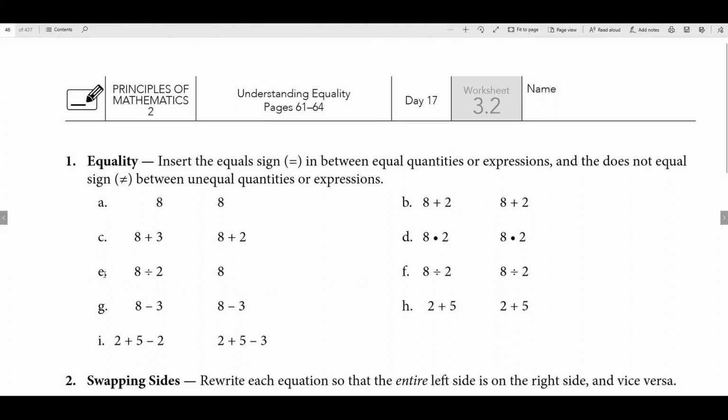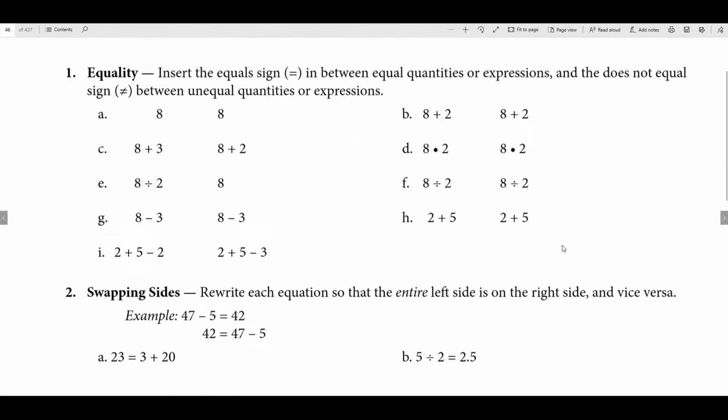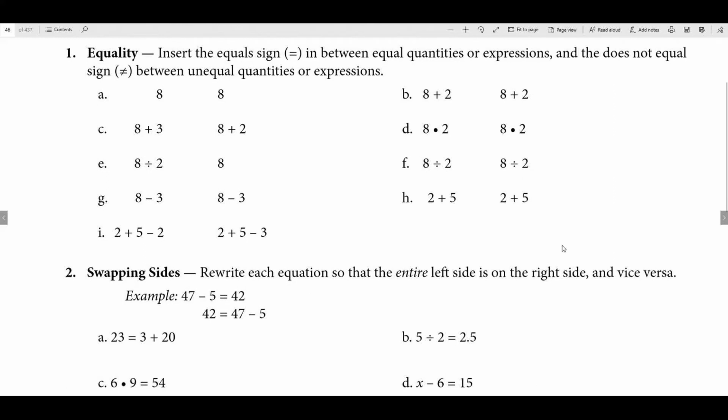Okay, right down here, let's look at E. Does 8 divided by 2 equal 8? It does not, because this would be 4 and this is 8. So you would put the does not equal sign between, which is the equal sign with a line through it. Okay? So if you want to go ahead and pause it right quick and finish that section, turn it back on, we'll go over each little section.